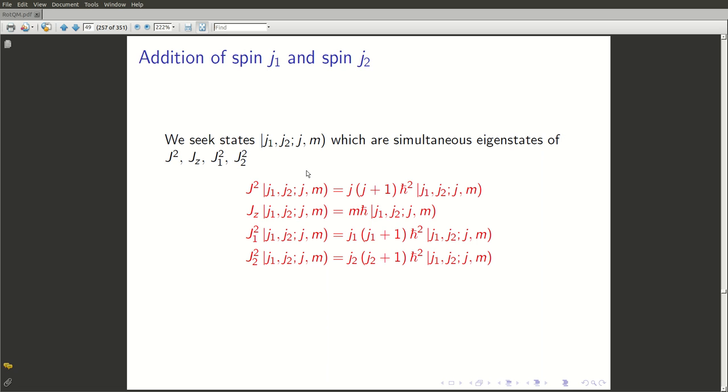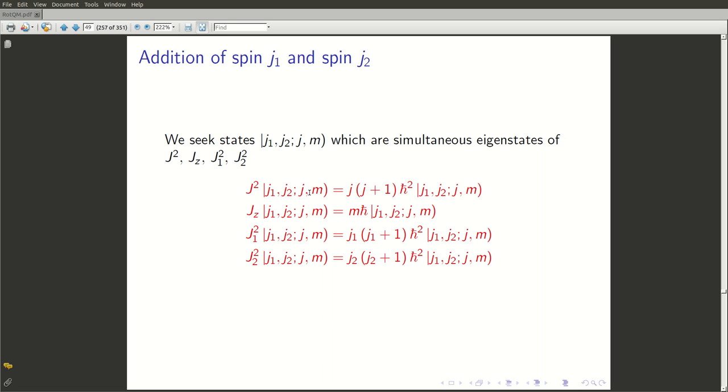But the important thing is, these vectors |J1, J2, J, m⟩ here can be expanded in terms of |J1, J2, M1, M2⟩ with coefficients in front. And those coefficients are exactly what we call the Clebsch-Gordan coefficients. So let's get into that.